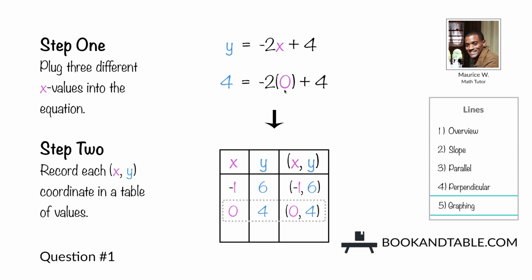We replace negative 1 with 0. 0 times negative 2 is 0. 0 plus 4 is 4. So our second point is 0, 4.